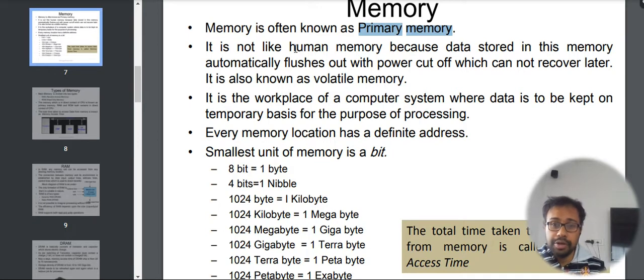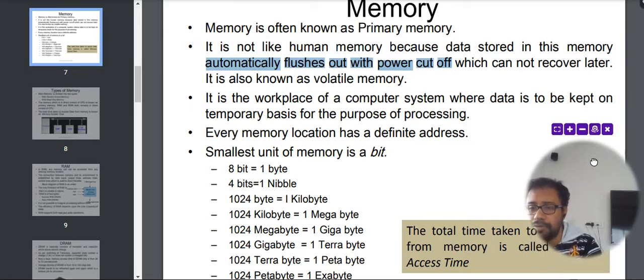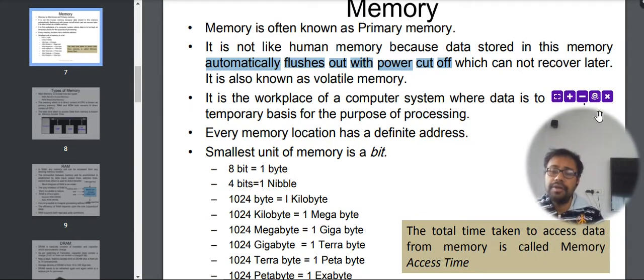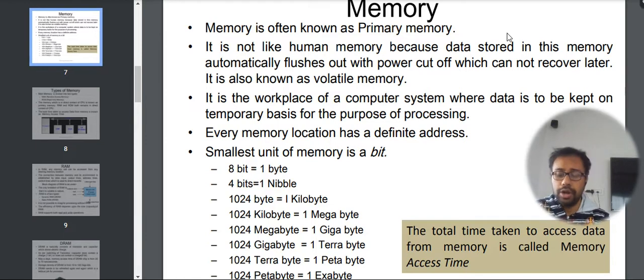It is not like human memory, because data stored in this memory automatically flashes out with power cutoff. Unlike human memory, what is the USP of this memory? It will no longer be present, and it will be flushed off when the power is cut off. Since this memory is not that stable, it is called volatile, because it loses its existence after the power is cut off.